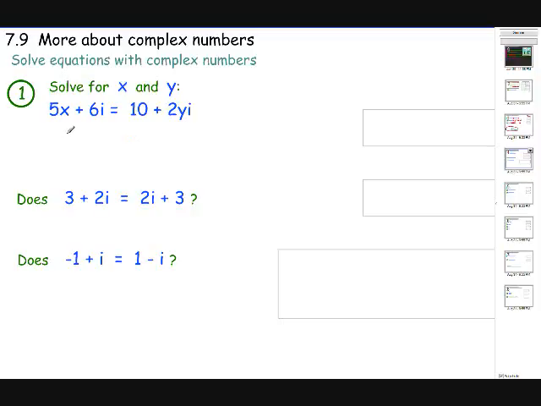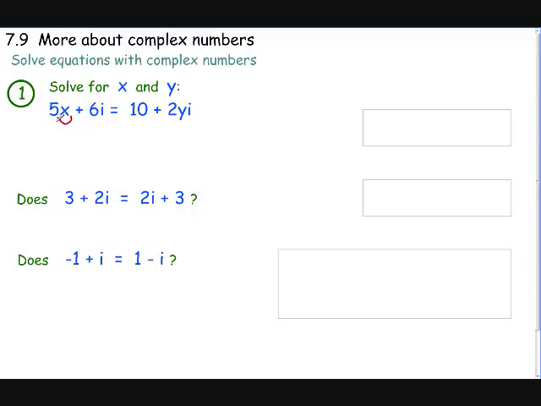Solving for x and y. Ooh, a new wrinkle. So we've got x here, which is part of the real portion, and we've got y here, which is part of the unreal portion. Wow. So I can say that if these are equal, the real portion, 5x, is equal to the real portion over here. And I can say that the imaginary portion is equal to the imaginary portion on the other side. You see what's happening, don't you? We're going to be able to figure out x and y.